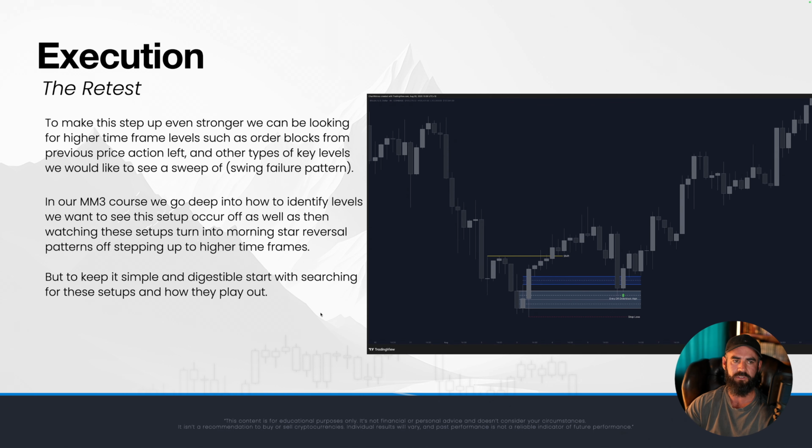To make this setup even stronger, we can look for higher time frame levels such as order blocks from previous price action to the left, and other types of key levels where we would like to see a sweep or a swing failure pattern. In our MM3 course, we go into how to identify levels we want to see this setup occur off, as well as then watching these setups turn into Morningstar reversal patterns, stepping up to higher time frames. But to keep it simple today and digestible, just start with searching for these setups and how they play out.